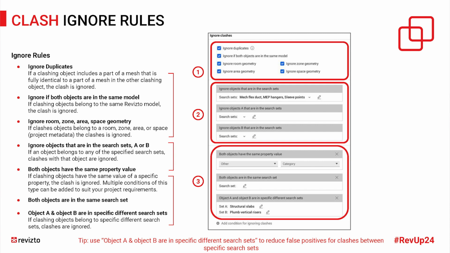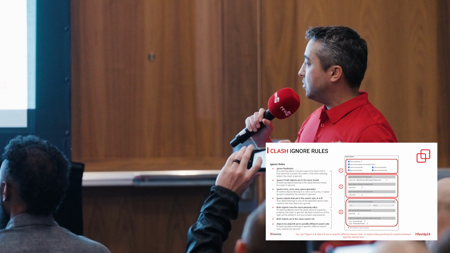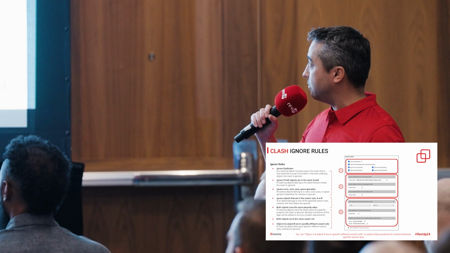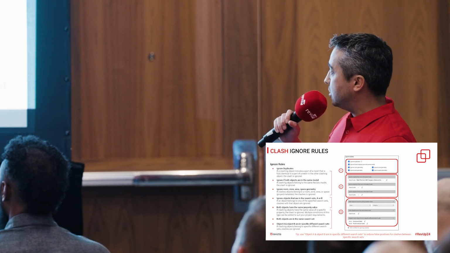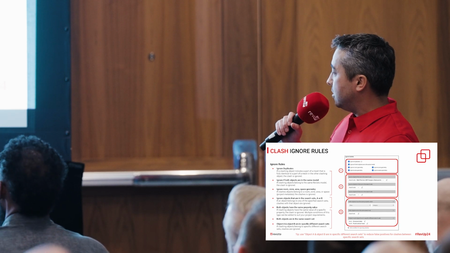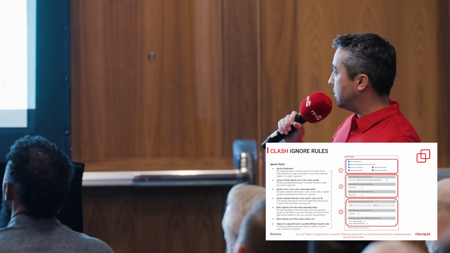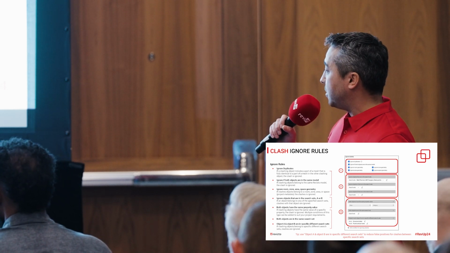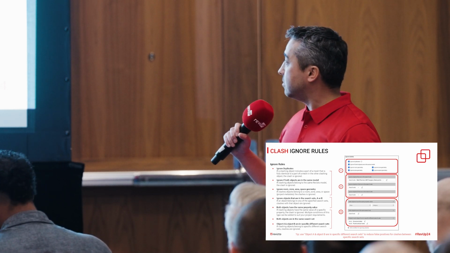Okay, so clash ignore rules. I do want to spend some time here because this is actually the best way to reduce the false positives. And we always put a tip down here, so you guys will get access to these slides so you can see the tips, but these are really important tips if you're trying to get the most out of Revizto. When you spend enough time setting up your test properly and setting up these ignore rules, you're really going to reduce the amount of time you have to spend looking through what I call white noise, or the false positives. You don't want to have those.